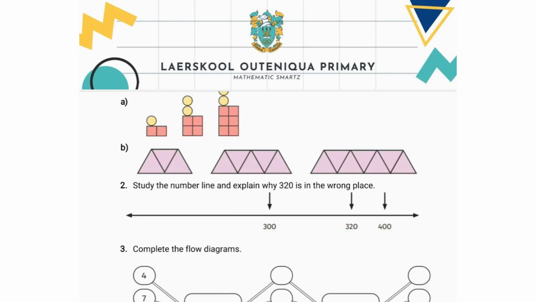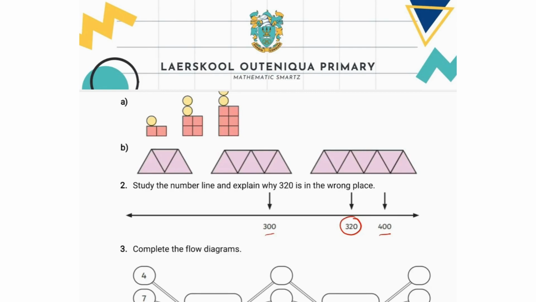Alright, let's look at your second question. Study the number line and explain why 320 is in the wrong place. Well, if we look at our number line, we see that I have the numbers 300 and 400, as well as the number 320. But what do you notice about the 320? Should it be as close to the 400 as it is? Well, let's take a look.